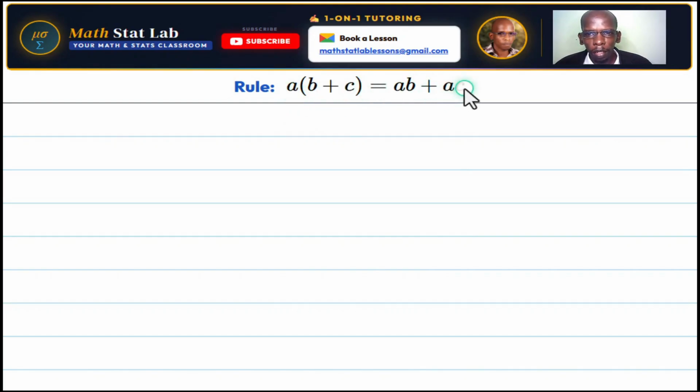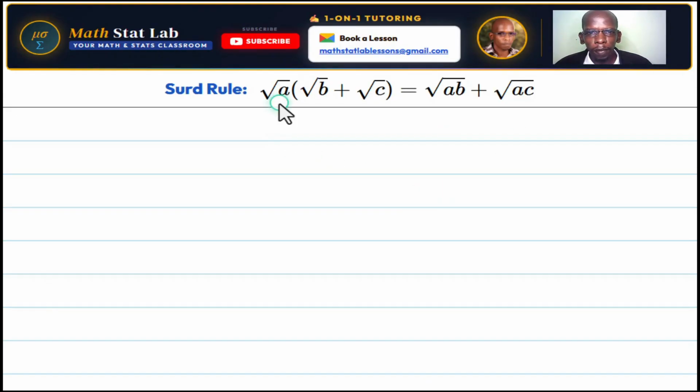which becomes ac. We can apply that to surds, and it becomes, if we have the root of a in brackets the root of b plus the root of c, where the root of a, root of b, and root of c are surds, then we can just take this a multiplied by b, then we put the root, so it becomes the root of ab, then plus again a multiplied by c, then we put the root. So with that tool, we can expand different surds with single brackets.